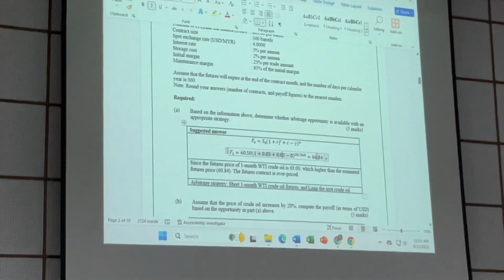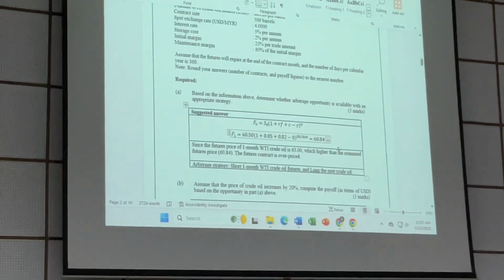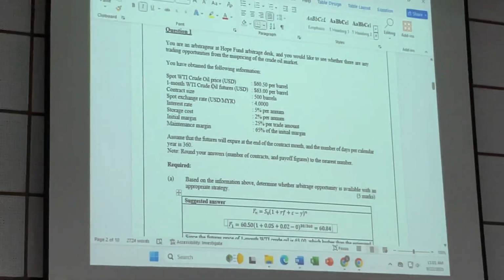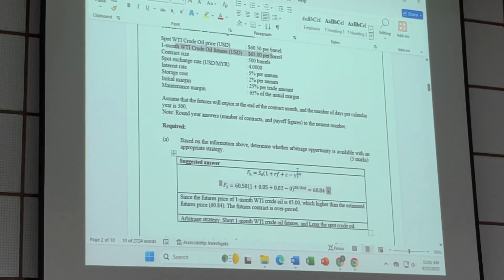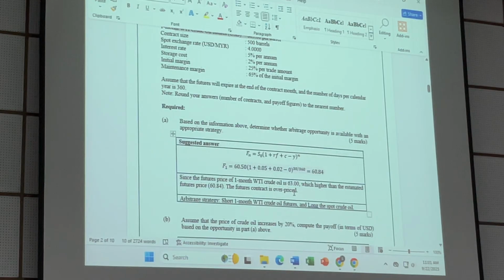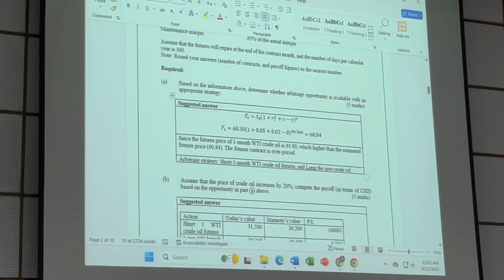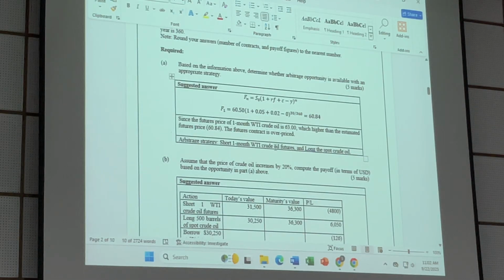Calculate mispricing. After you calculate the price of 60.84, compare it with the 1 month price of 63. 63 is overpriced. Overpriced means short the future, long the spot. So you short the 1 month WTI crude oil futures and long the spot.